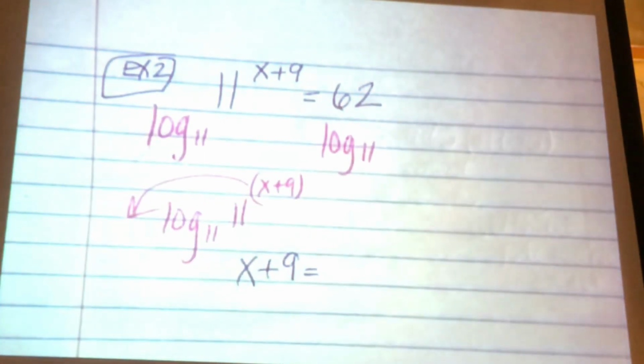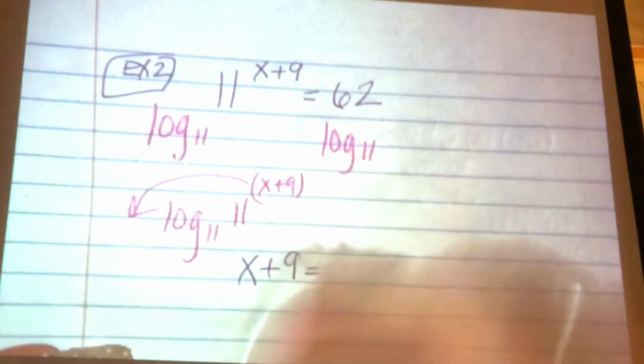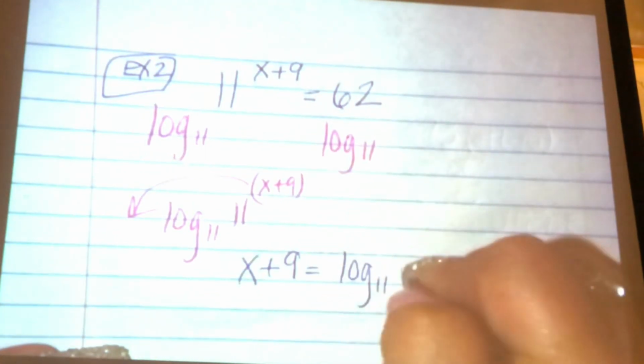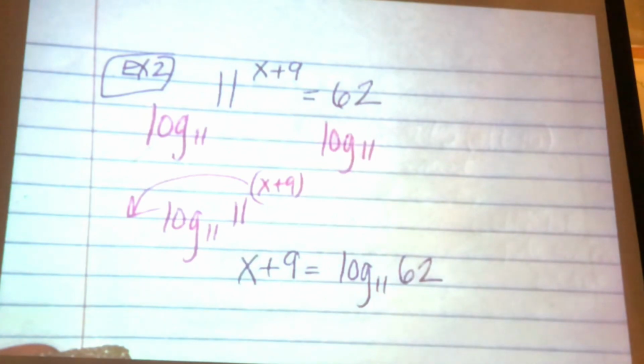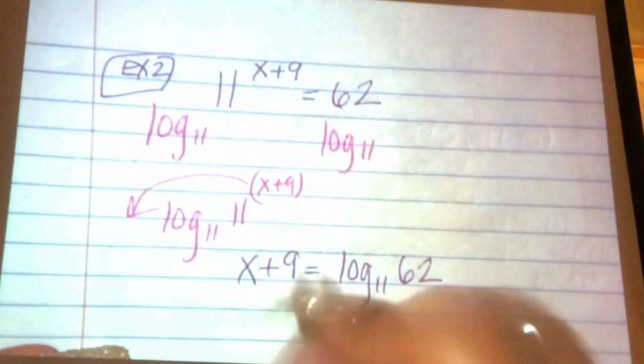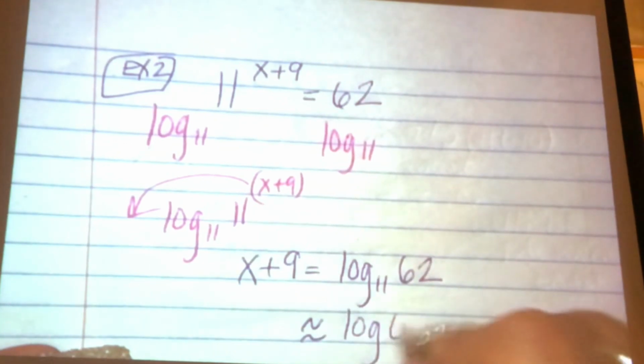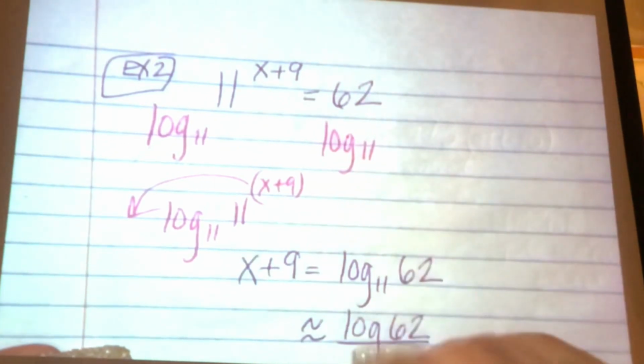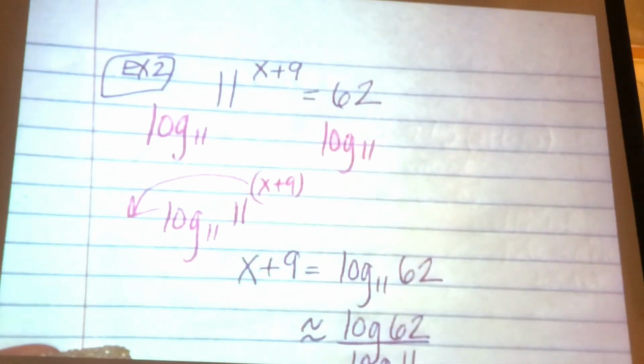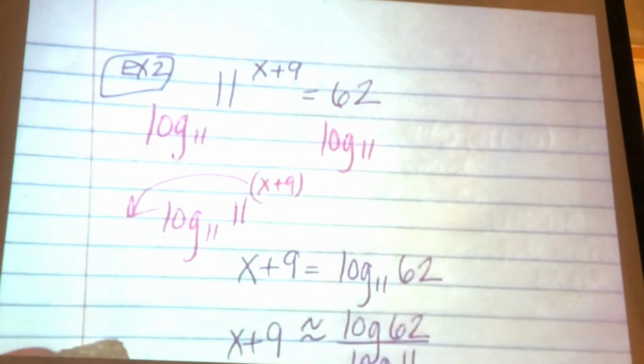Everybody see that? What's on the right-hand side, though? Log base 11 of 62. Can you do that? How do you do that? Approximately log of 62 over log of 11. This becomes x plus 9.